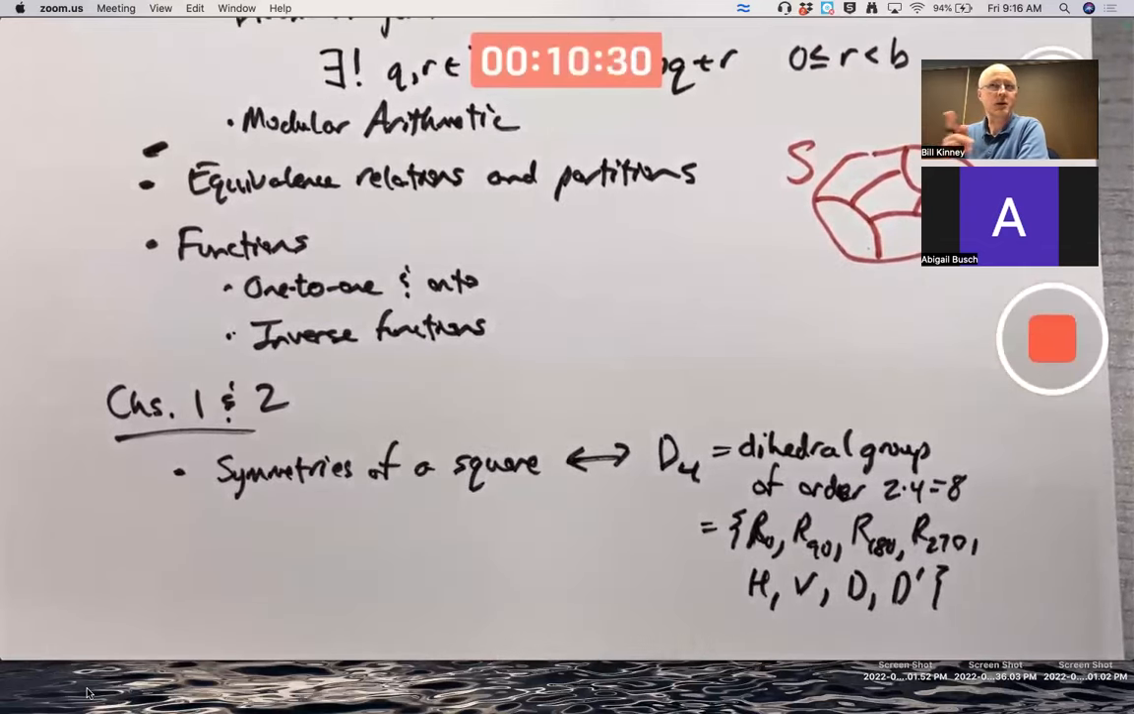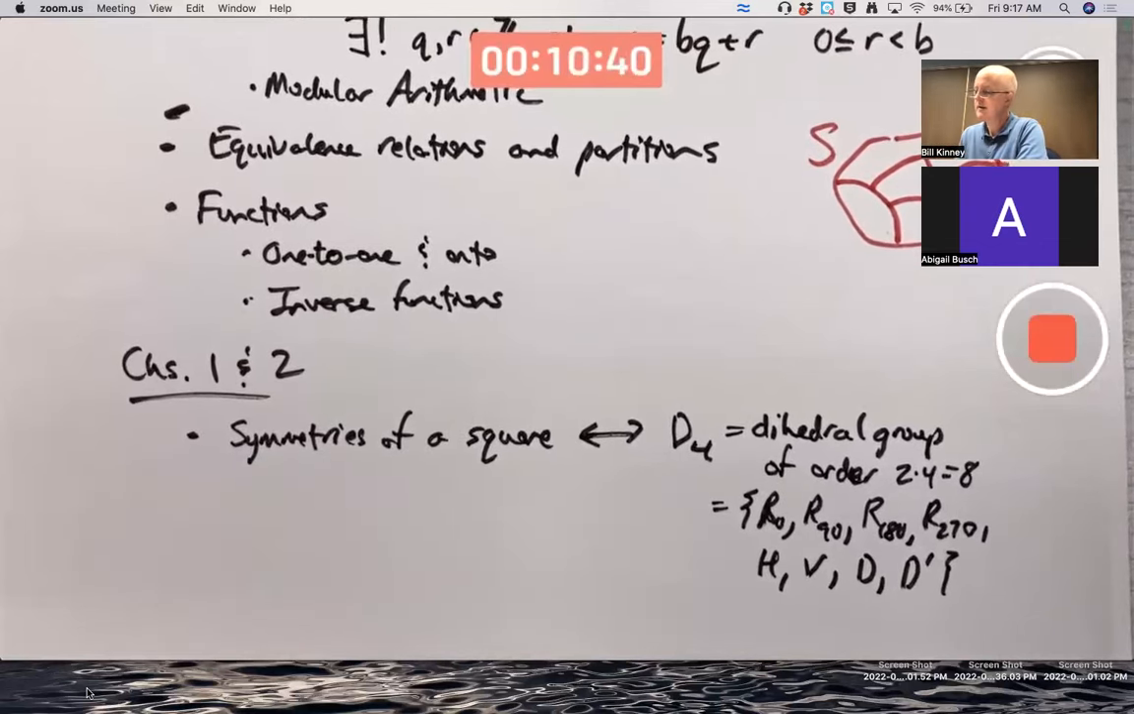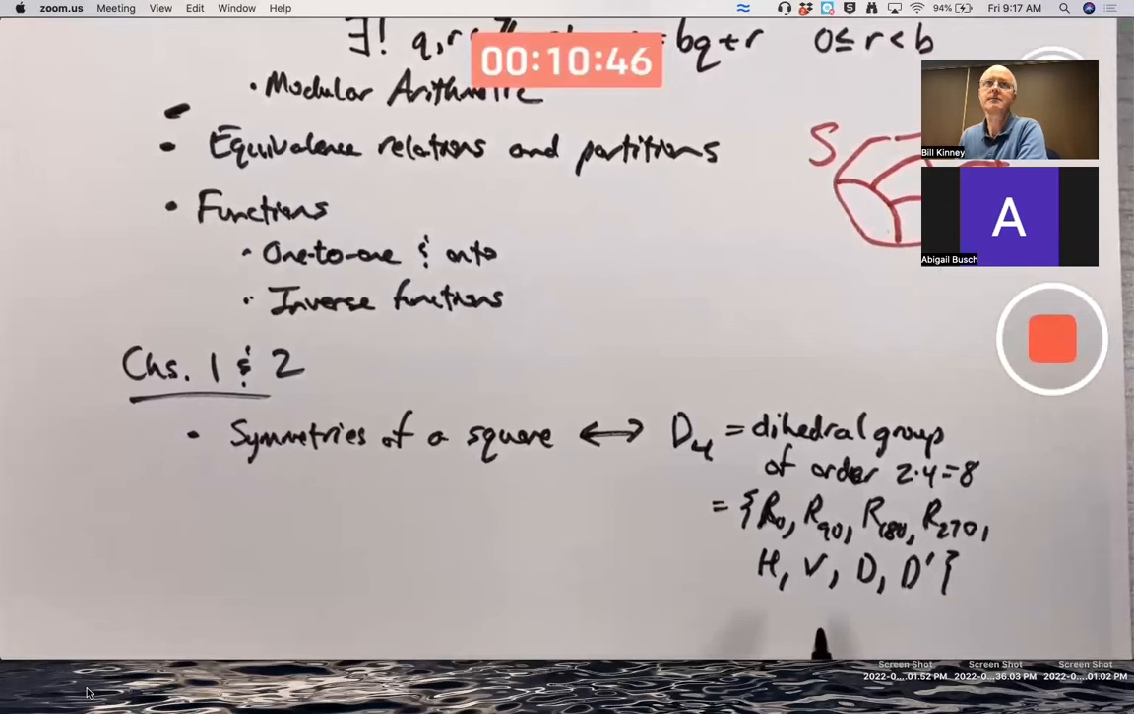Remember, all cyclic groups are abelian. There are some abelian groups that are not cyclic. We'll come back to that. So there's an example there. That's what the group is as a set; in terms of the operation, it's function composition.